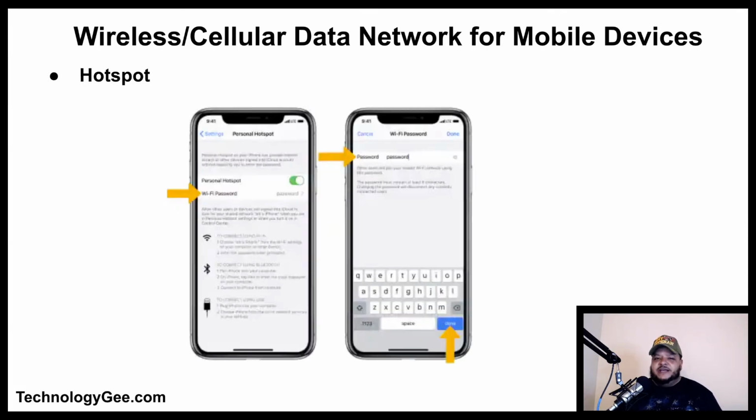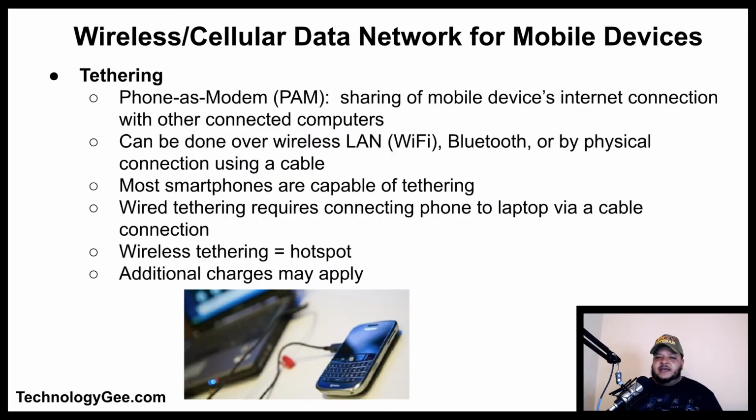And here is a screenshot of how you would activate a personal hotspot on an iPhone. Real simple. Just look for the button that says hotspot, go to it, turn it on. Boom, you're good. Tethering.